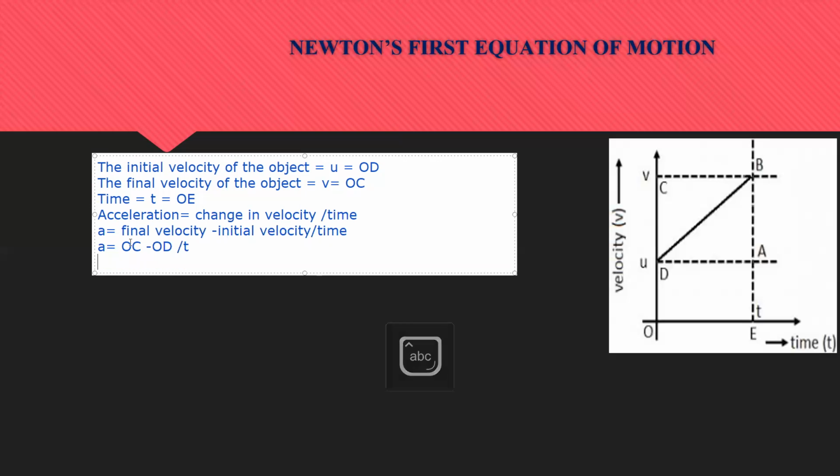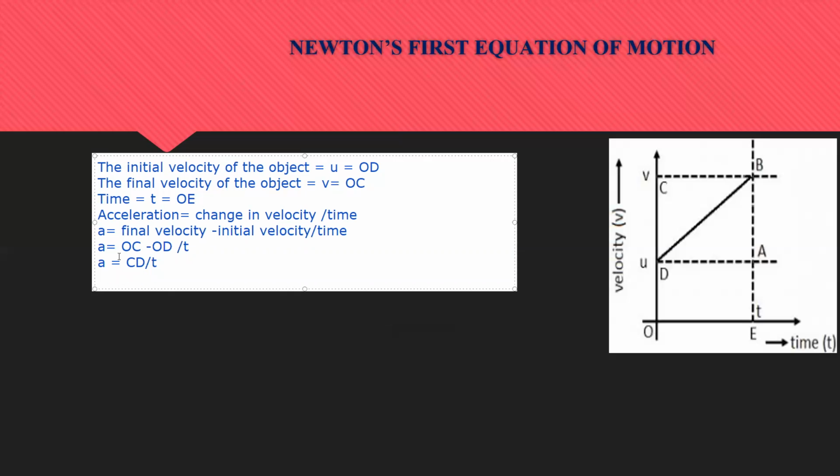Now look at the graph. OC minus OD gives us this portion, that is CD. So we can write a is equal to CD upon t. On cross multiplying, we get CD is equal to at. Let it be equation number 1.